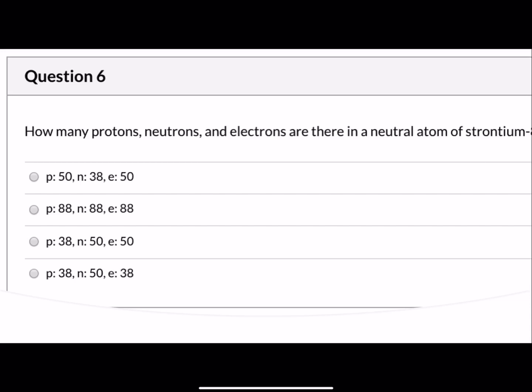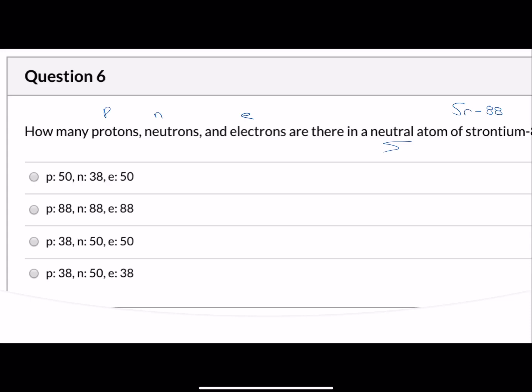So you can't see the whole thing here, but I'll kind of help you out. So a little bit of the question got cut off when I made the slide. It says, how many protons, neutrons, and electrons are there in the neutral atom of strontium-88? So it's strontium-88, so I'll write that down here. Sorry, that got cut off a little bit there.